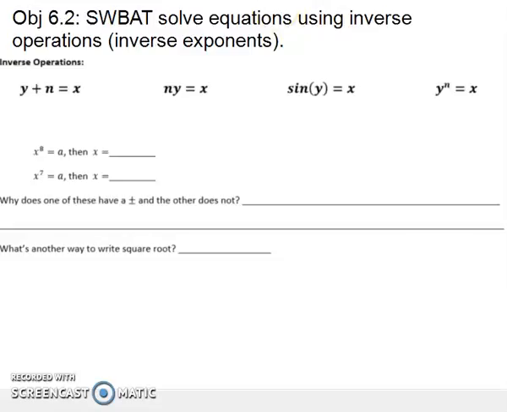Hello, our objective today is that you will solve equations using inverse operations. Now obviously you've done that a lot. Today in particular it's going to be about inverse exponents. And I'm going to start with the notes that are on the page.